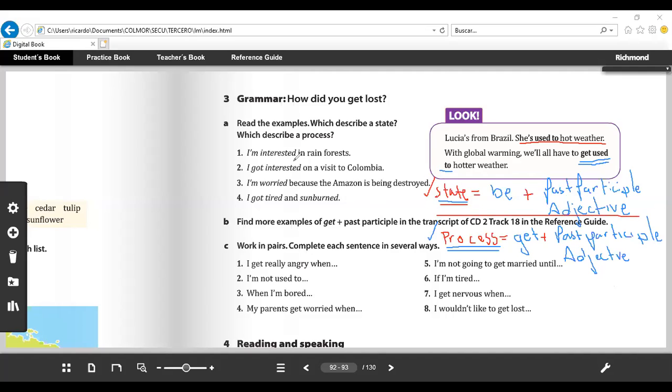Okay, now let's take a look at this one right here. Number one, it says, I'm interested in rainforests.